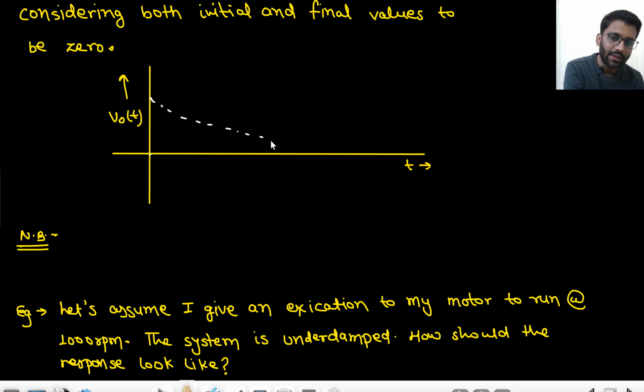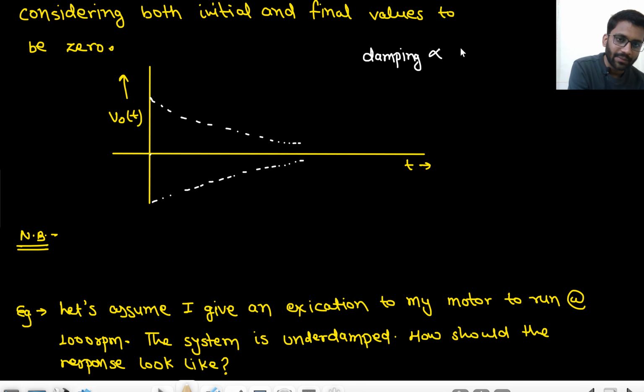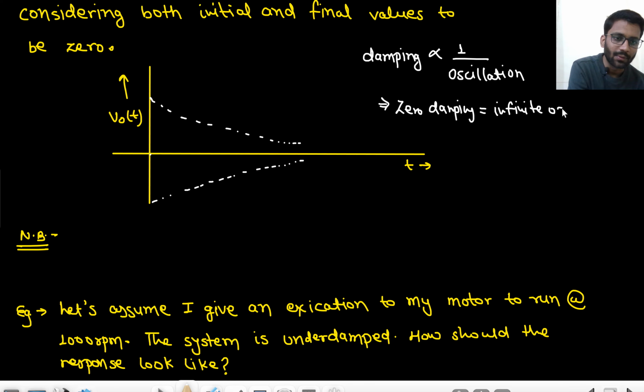Is it called underdamping? Underdamp, right? So what is the actual meaning of underdamped is that there will be some oscillations. Damping is inversely proportional to oscillations. That means zero damping is equal to infinite oscillations.